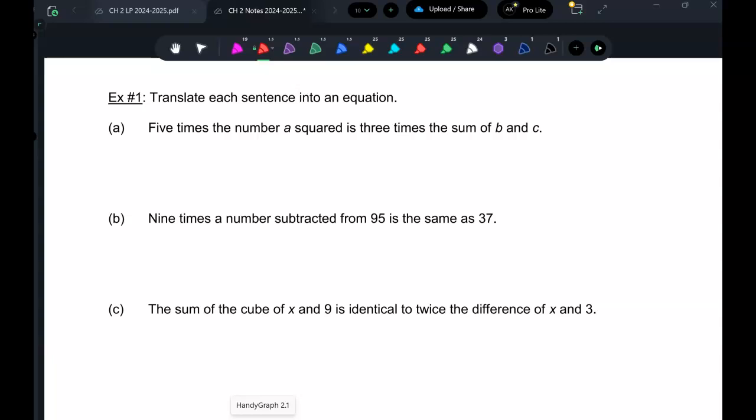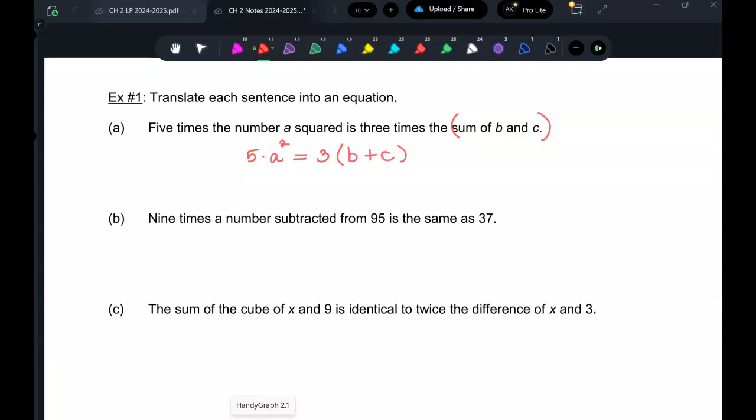All right. 5 times the number A squared is 3 times the sum of B and C. Raise your hand for this one, Rachel. So 5 times A. A squared. Good. Equals, good. 3, parentheses, good. B plus C. Excellent.